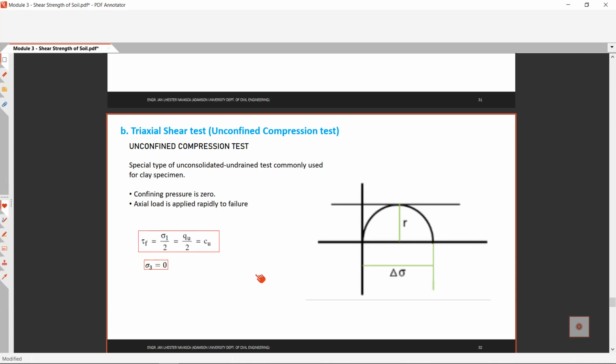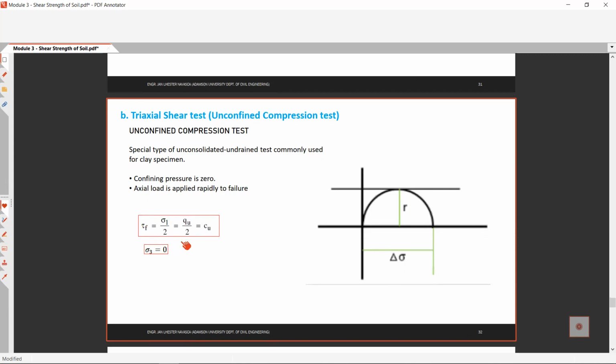So your tau F or your shear stress is equals to your sigma 1 over 2. Very basic na yung Q sub U mo over 2, or that is also your cohesion value. And it's just simply force over area of the load applied on your compression test on the clay specimen. Then the confining stress or your sigma 3 mo, yung pang-confining pressure mo, that is equals to 0.